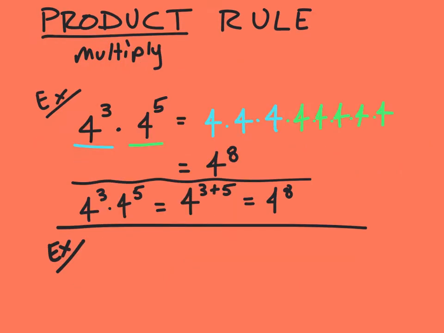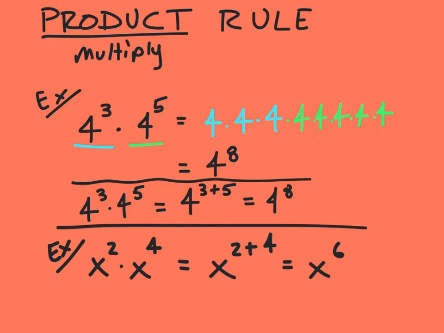Now let's look at another example. Let's say I've got x squared times x to the 4th. Now knowing our rule, knowing that we simply just add our exponents, I want to write this as x to the 2 plus 4 power, which gives us x to the 6th. And that's all we have to do.